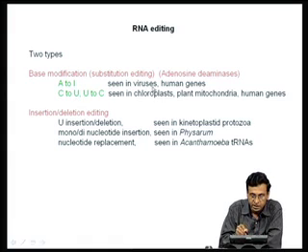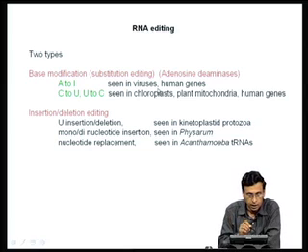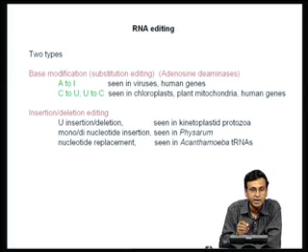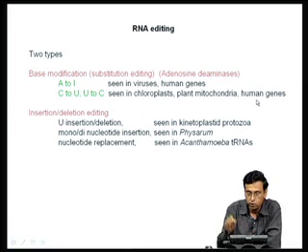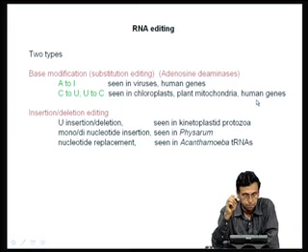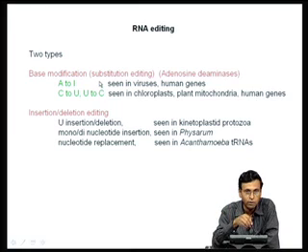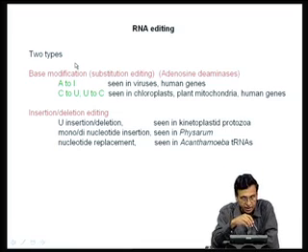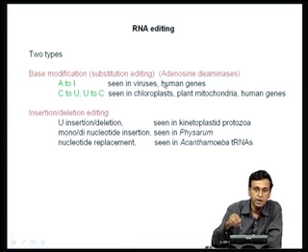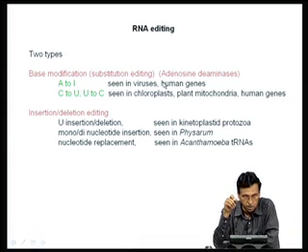This is primarily seen in viruses and certain human genes. Another important RNA editing that takes place is the conversion of cytosine to uracil or uracil to cytosine. This is seen in chloroplast, plant mitochondria, and again certain human genes. So this kind of modification is where an existing base is converted into another base, either A is converted to inosine, or cytosine is converted to uracil, or uracil converted to cytosine. This is called the base modification mechanism, and these kinds of changes are primarily carried out by a family of enzymes called adenosine deaminases.